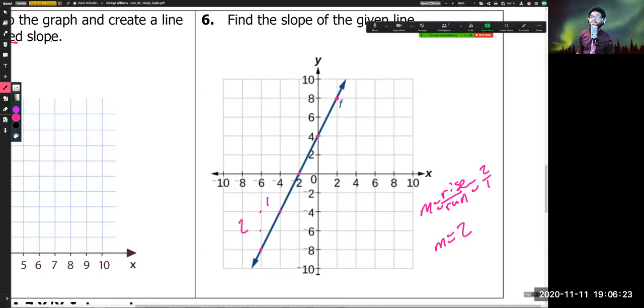Now, if you chose these 2 points up here, it would be the same thing. Starting at this point, we go up once. We go up twice. Our rise is 2. And then we end up going over the same amount once. So our slope, starting at any of these good points that we've chosen, is going to be the same. It's going to be 2.